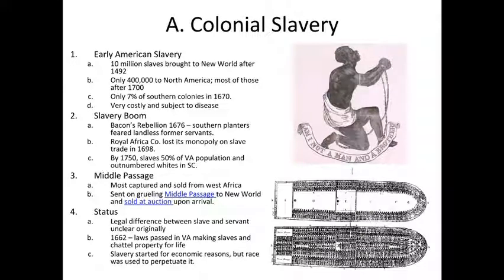So colonial slavery. For number one, make sure you're filling in all the information for 1, 2, 3, and 4 that's missing. Just an overview of colonial slavery and its history: in early American slavery, there were 10 million slaves brought to the New World after 1492. Remember we talked about Christopher Columbus and his son, mainly his son, influencing the start of the slave trade within North America. And it was the Spanish that started it first, as well as the Portuguese.